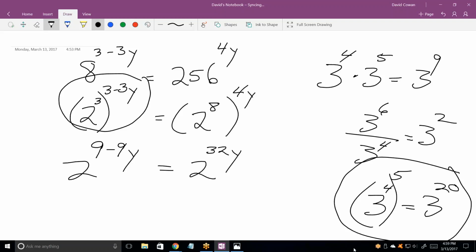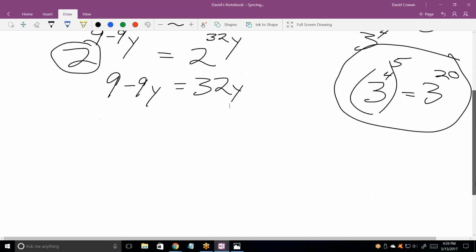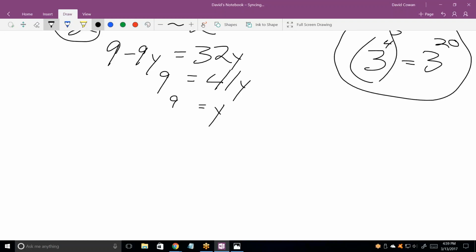Now, another big principle is that if I have a base to one exponent equals the same base to a different exponent, then I can equate the exponents. I can say that 9 minus 9y has to be equal to 32y. Now you can solve for y. In other words, move the y's to one side of the equation, so you have 41y equals 9, which makes y equal 9 divided by 41. And there's your solution.